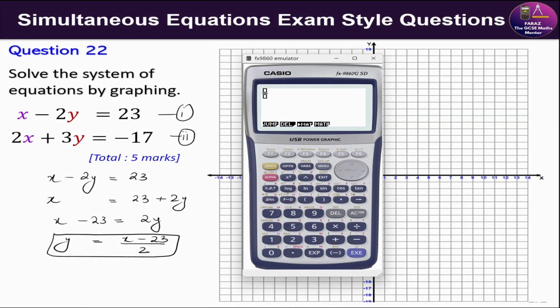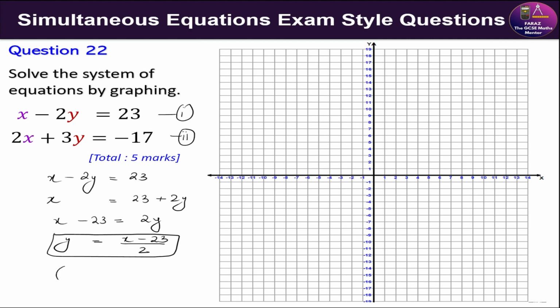Alright, let's start with a small value. If I substitute x as, let's say, 1, then 1 minus 23 over 2 would give me negative 11. It means that when x equals 1, I am getting y as negative 11. So I can write this coordinate, 1 comma negative 11, and I can also plot it here. 1 comma negative 11 is there. That's my first coordinate. Now I just have to find the second coordinate.